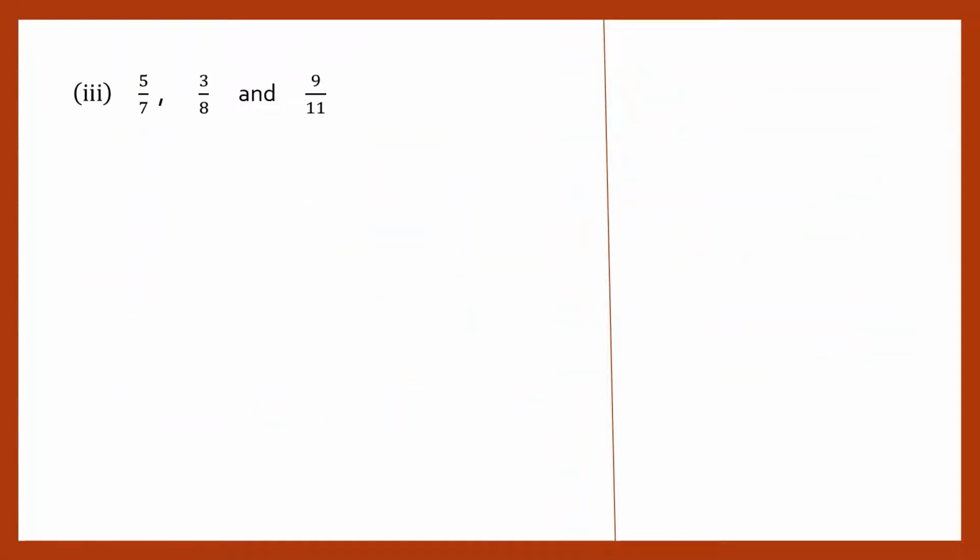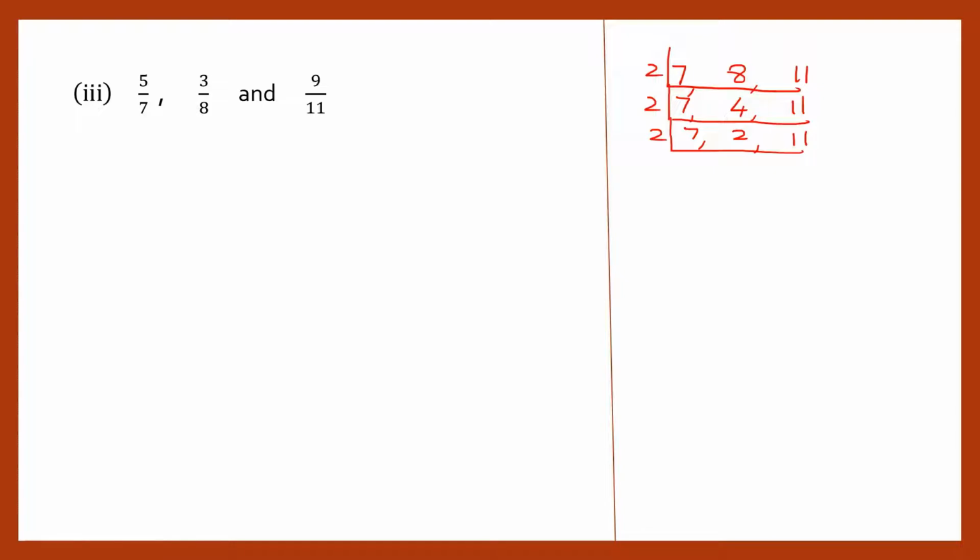Third one, find the LCM of the denominators: 7, 8 and 11. Okay, I'll start with 2. 7, 2 fours are 8, I bring down 11. I bring down 7, 2 twos are 4 and I bring down 11 there.